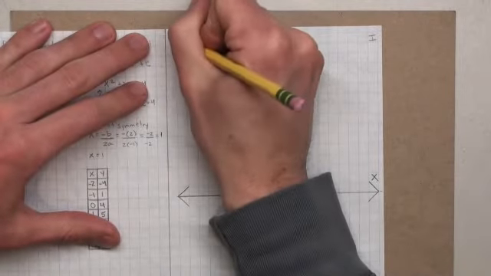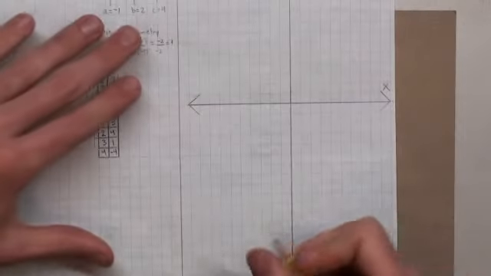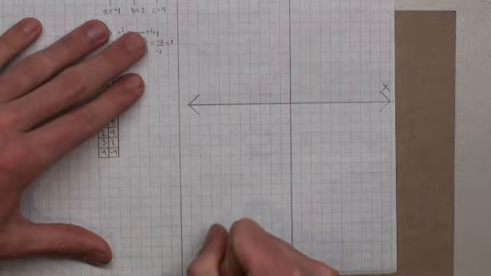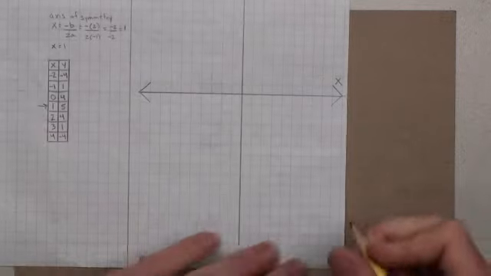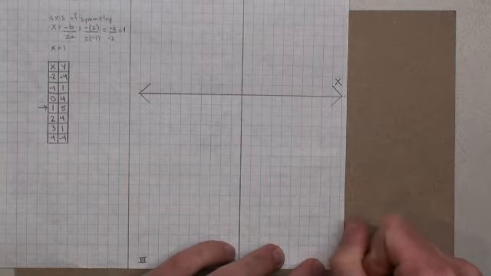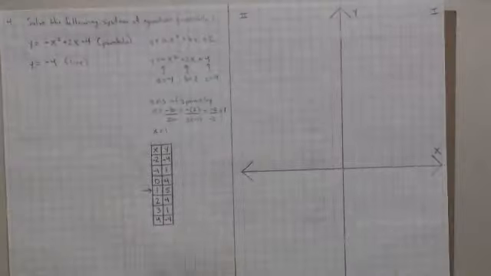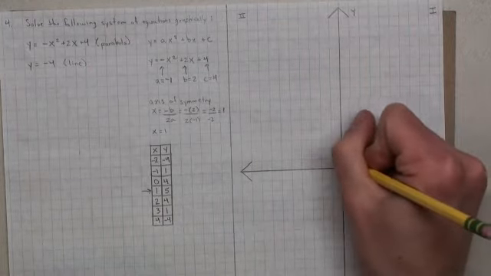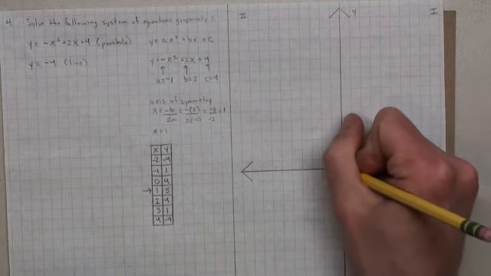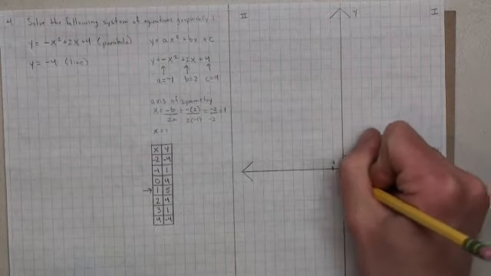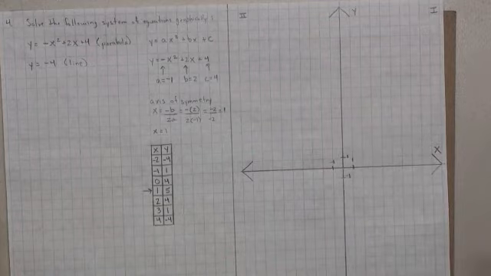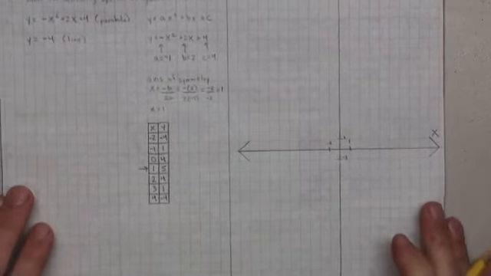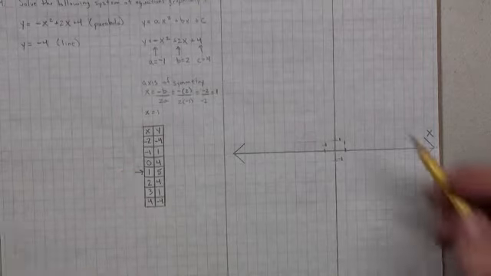1, 2, 3, 4. Okay, and also let's show what we're going by. We're going by 1 in each direction, so we have to show the value we're going by in each direction. That's it. Now, let's graph our parabola. 1 over, 5 up.